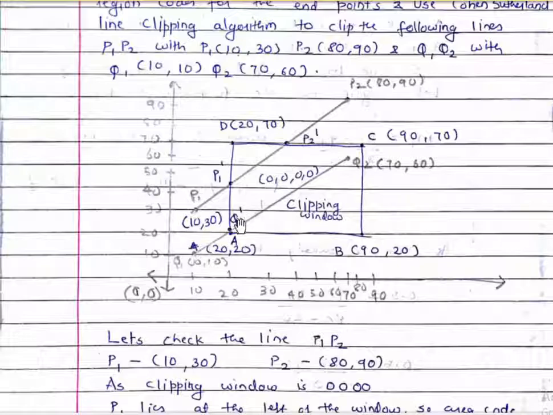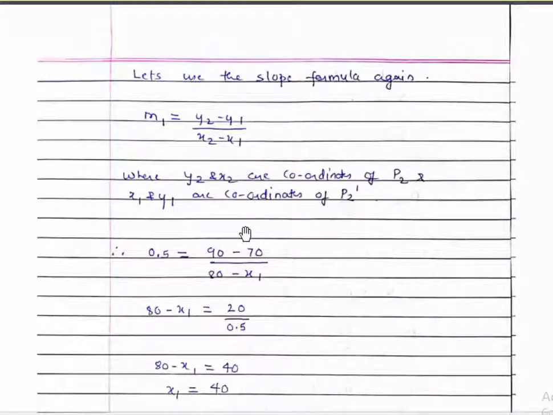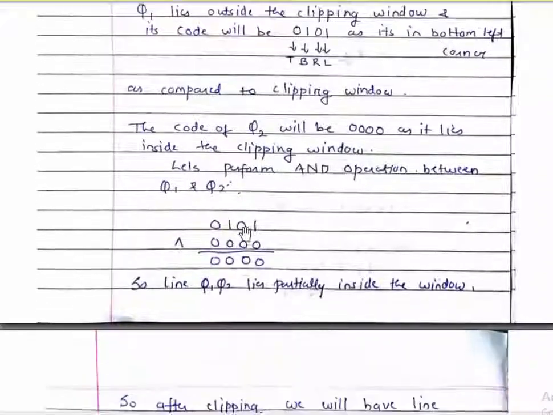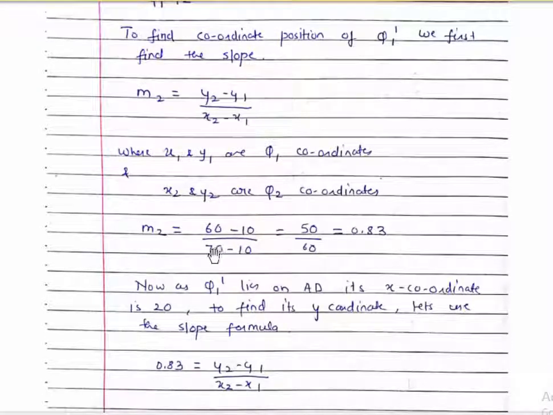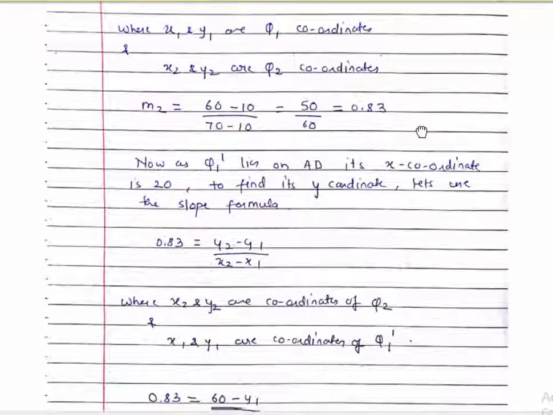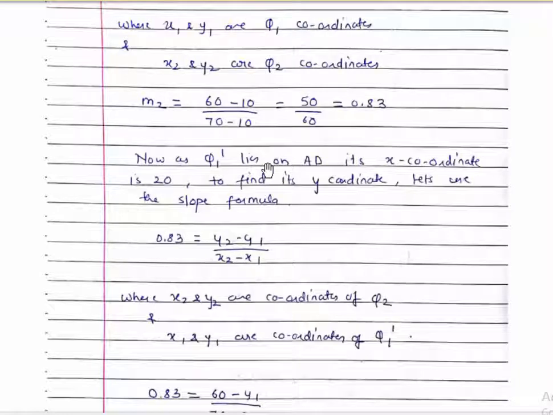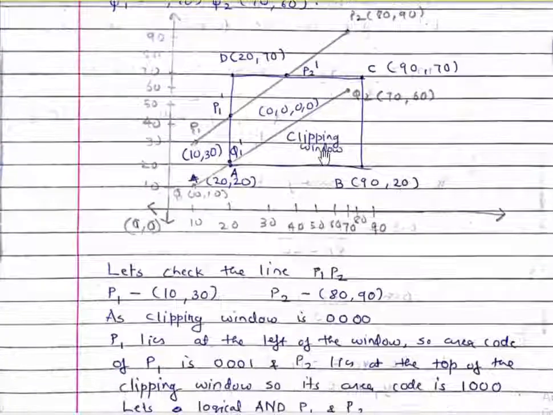Okay, so now we'll have to find the coordinate position of Q1 dash. To find the coordinate position of Q1 dash, we first find the slope. m2 is equal to y2 minus y1 upon x2 minus x1, where x1 and y1 are Q1 coordinates and x2 and y2 are Q2 coordinates. So slope is (60 minus 10) upon (70 minus 10), that will be 50 upon 60 or 0.83. Now as Q1 dash lies on line AD, its x coordinate is 20, as we had seen in the previous line also.